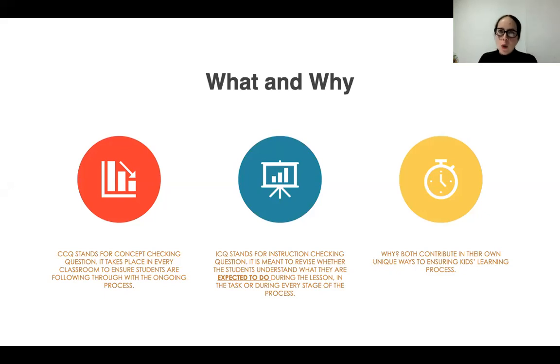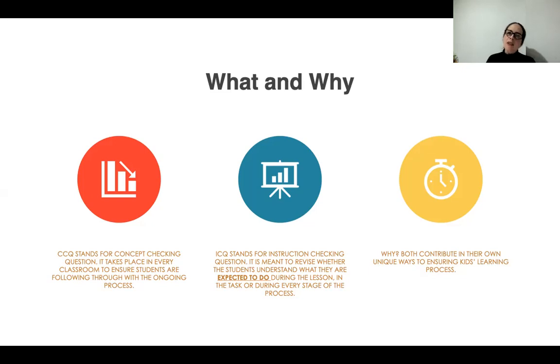CCQ stands for concept checking questions. Concepts happen throughout the entire learning experience process, whether you have a very basic concept in science, for example, how the blood system works or the respiratory system works, or in social studies, the concept of revolutions, or the concept of civilization, where it comes from, how a child in 5th grade can understand the concept of civilization and a student of 7th grade or 8th grade can understand the same concept, and how they are progressively more complex from one grade to the other.